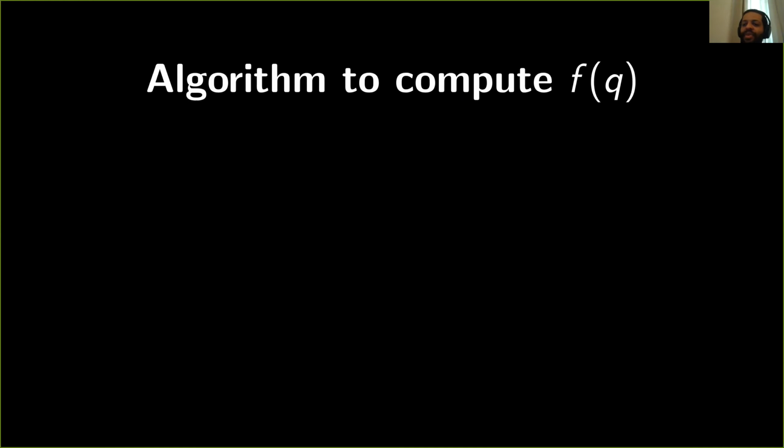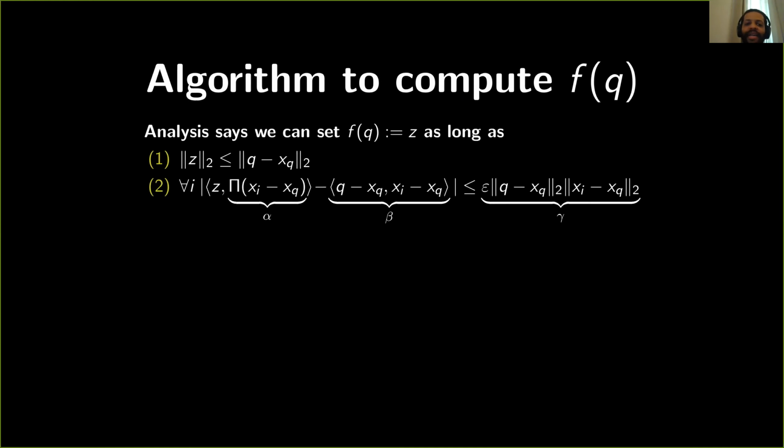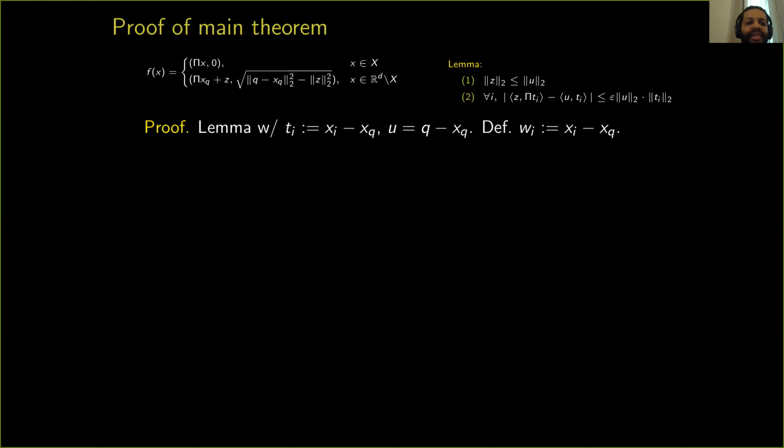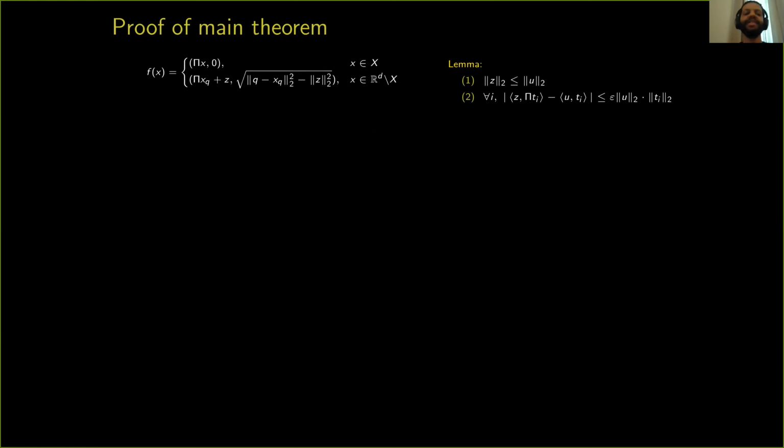What's the algorithm to compute f of q? The analysis says we can set, sorry, this is not quite correct. So f of q is this, right? If q is not in the point set, it's pi times x_q plus z, comma, the square root stuff. So to compute this, I just basically need to compute x_q, which I can do in polynomial time. I just scan and find the nearest neighbor. And then I need to compute the z. The z comes from the lemma.